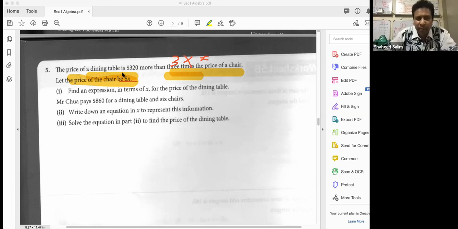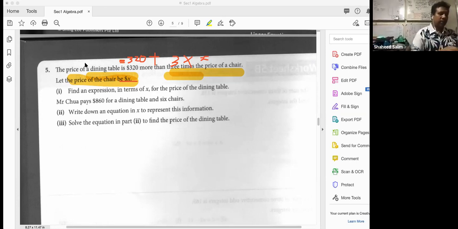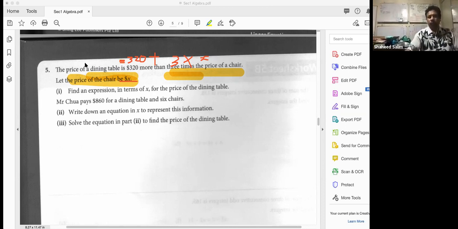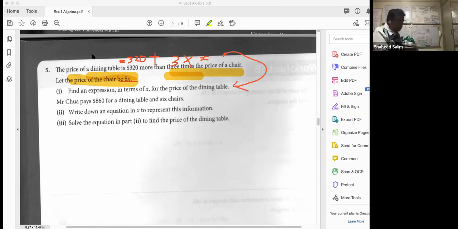Break it down. So the price of the dining table is, remember what I told you, what is equal? Equal, right? $320 more than is what? Plus. You have now found the price of the dining table. Try to solve this. You can do this. Trust me, you can do this. You'll find that maths is so easy. You won't be able to believe yourself. So you simplify this one, you get the answer here. Ten minutes to the end.